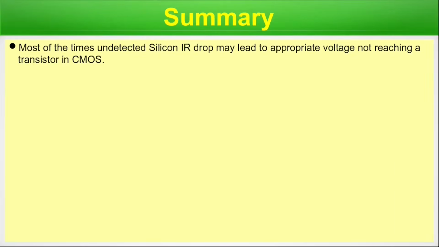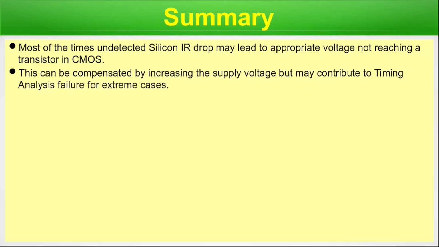Here let me summarize the entire discussion we have done so far in the past slides in this episode. Most of the time, the undetected silicon IR-Drop may lead to appropriate voltage not reaching the transistor in CMOS. Very simple point, because if the drop happens, that amount of voltage is subtracted from the power line and the end cell, the leaf cell, will not get the desired amount of voltage because of the KVL, right? This can be compensated by increasing the supply voltage but may contribute to the timing analysis failure for extreme cases.